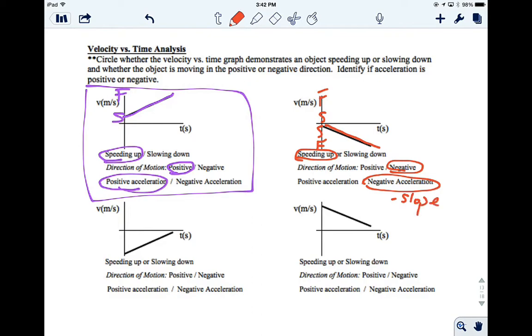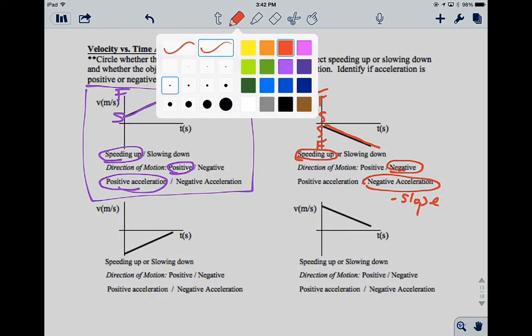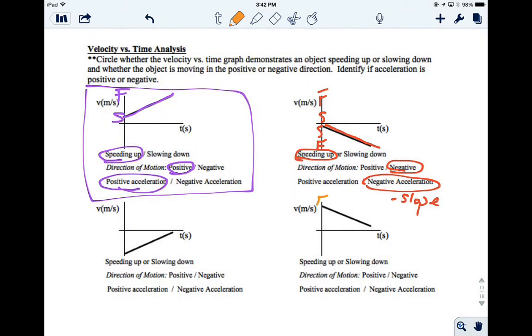As we continue on down into the lower right-hand corner, continuing clockwise, we can see on here that we have a graph that is going from fast to slow. So it's slowing down. And it's in the first quadrant, which means it's moving in the positive direction with a negative slope. So it has a negative acceleration.